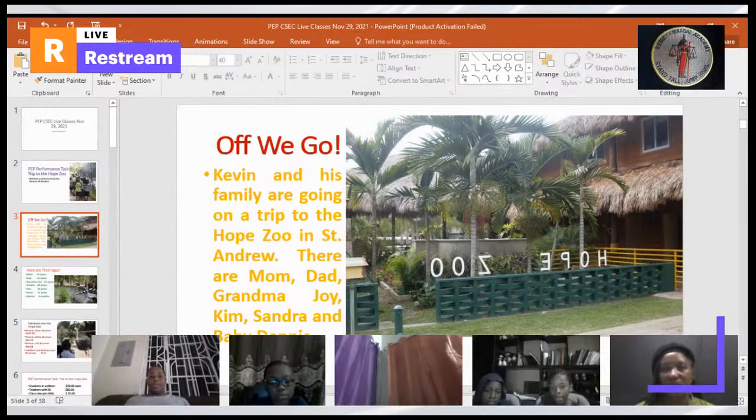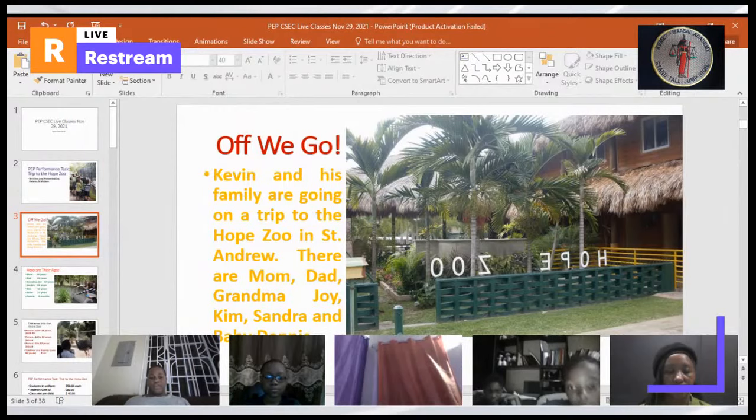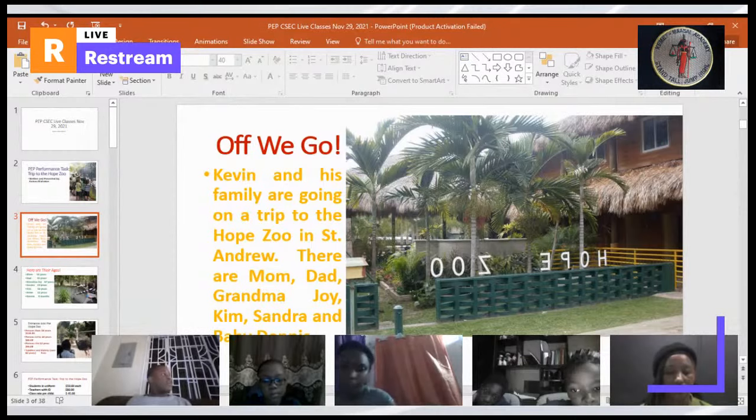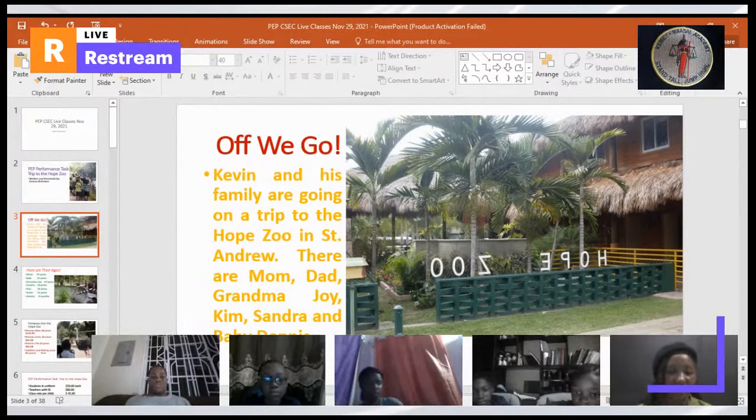Amari, I wasn't hearing you too clearly. Can you read it again? Okay, miss. Kevin and his family are going on a trip to the Hope Zoo in St. Andrew. There are mom, dad, grandma Joy, Kim, Sandra, and baby Dennis. Okay, so Grandma Joy is the name of grandma, right? It's not two different persons.